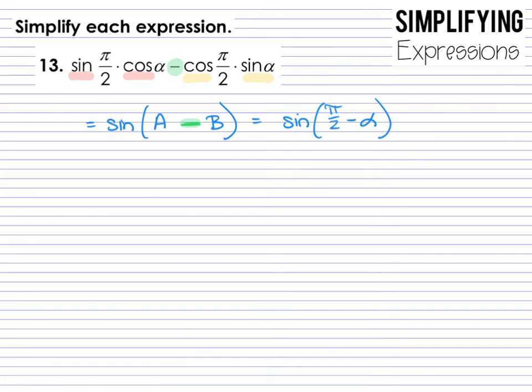Now, hopefully alarm bells are going off in your head, because this is another identity that we've worked with in the last few weeks. This is one of our co-function identities. If you look back in your notes, you're going to see that the sine of pi over 2 minus alpha is actually the cosine of alpha. So that can be simplified one step further by recognizing that that is another identity expression.